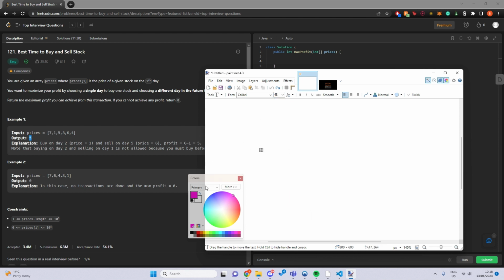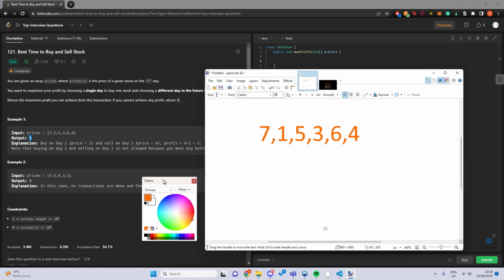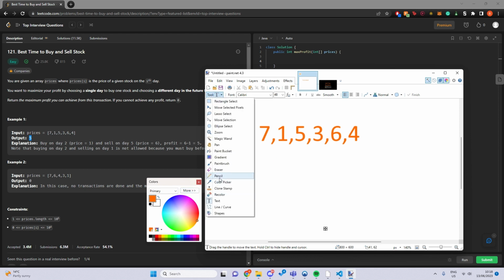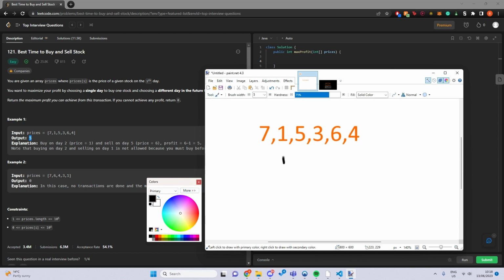So the array is 7, 1, 5, 3, 6, and 4. The output is 5, and that's happening because we are buying on 1 when the price is 1, selling when it's 6. So 6 minus 1, 5. So we want to maximize the profit. We want to see which days we should buy on.